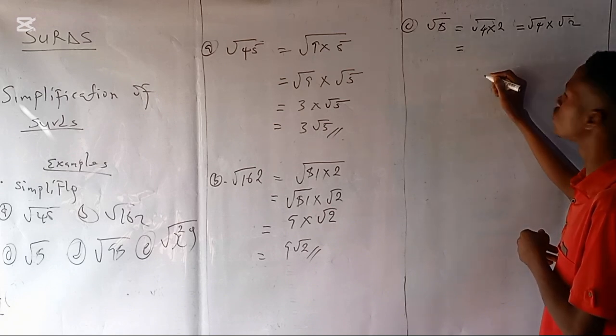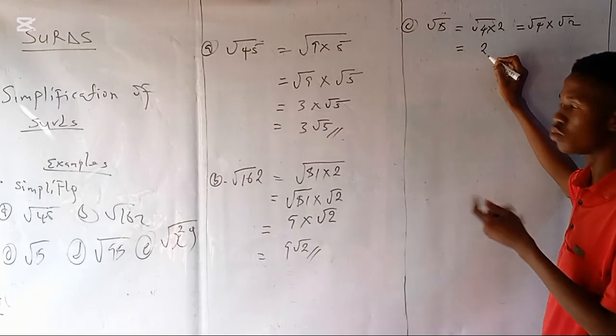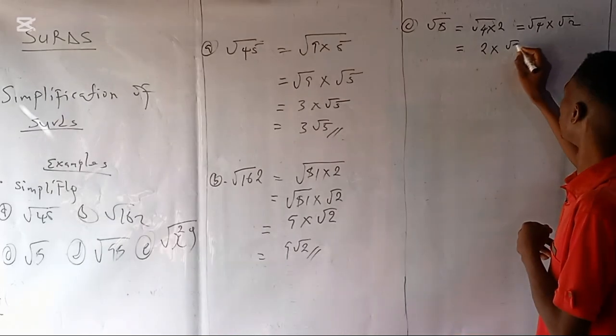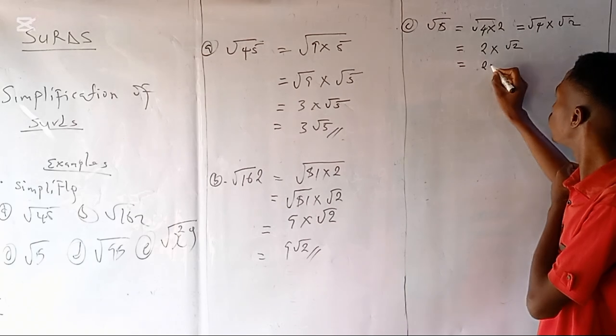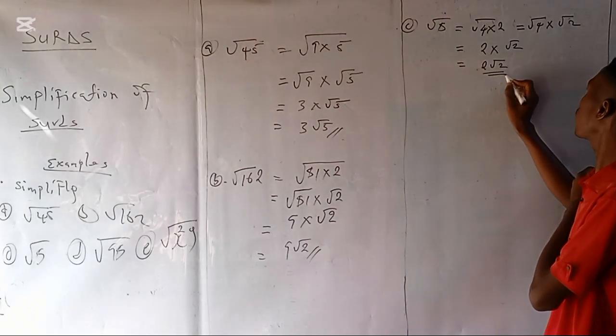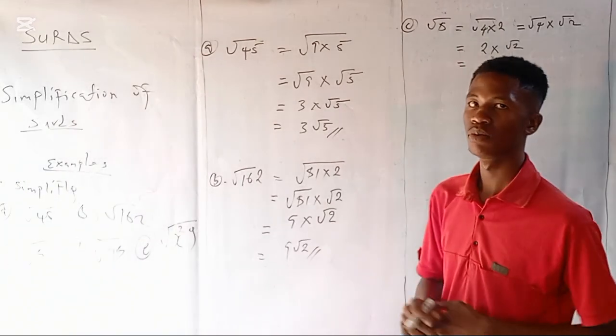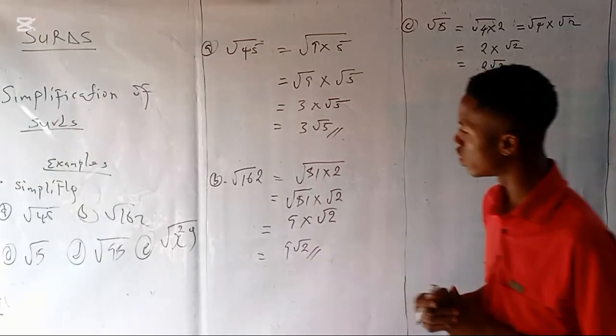So which is equal to what? Root 4 is 2, the square root of 4 is 2, times root 2. So which is equal to 2 times root 2, 2 root 2. Alright? Are we together? So let's go for the letter D.